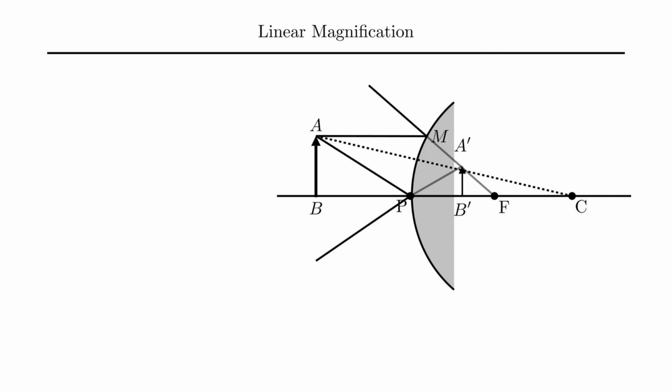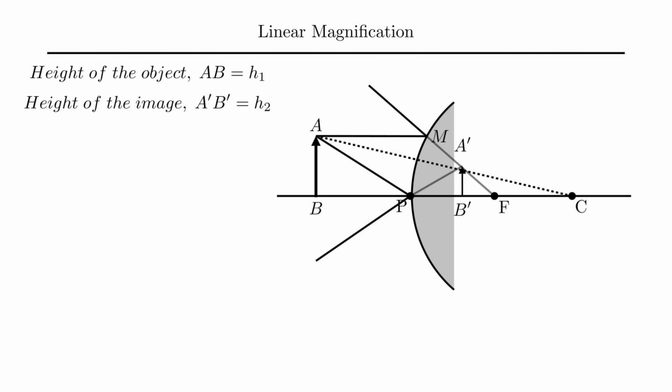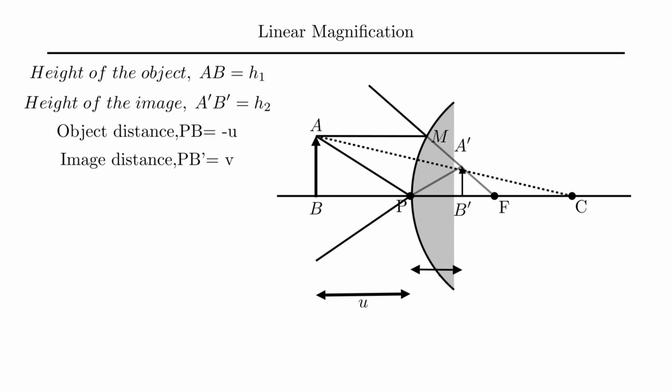Now, according to the sign conventions, the height of the object AB is positive h1, and the height of the image A'B' is positive h2, as both are above the principal axis. The distance of the object PB equals minus u, as it lies left of the pole. The distance of the image PB' equals positive v.